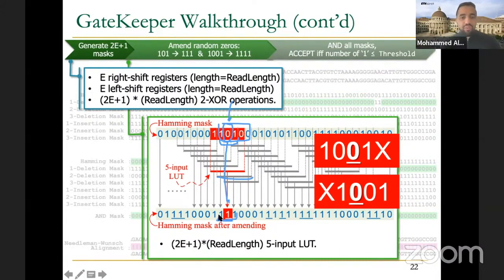This is how to achieve high parallelism in the FPGA. And by knowing the exact number of inputs to the lookup table, you achieve a very efficient implementation. Then we need many of these lookup tables in order to produce all the bits of the amended or change vector, as we discussed. Now, how many of these lookup tables do we need? We need as many as we have in the read or the sequence length. So if we have 100 bits, then we need 100 of those lookup tables.